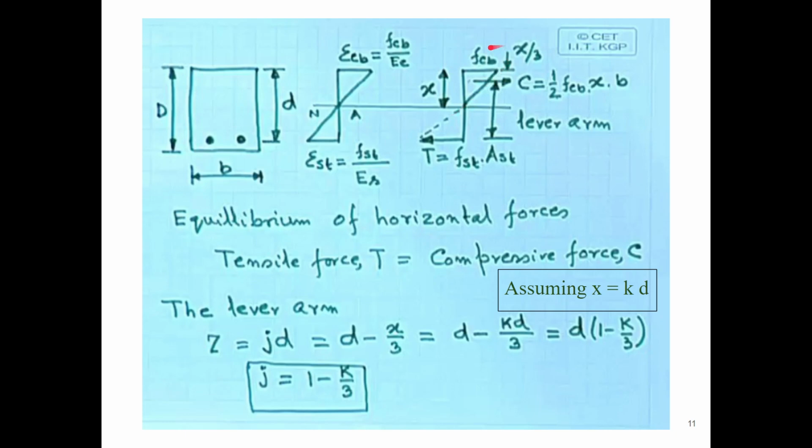The triangle. But when we go to limit state, we will see that it is not that simple. We need to calculate mathematically. Here it is good for us, so we can directly say it is x by 3, so it will be d minus x by 3. This is d and this is x by 3, so this portion is d minus x by 3. That is the lever arm. As we assume x equal to kd, it will be d minus kd by 3. If we take d outside the bracket, it is d into 1 minus k by 3. Equating this, we find that j is equal to 1 minus k by 3. So that is the initial derivation.